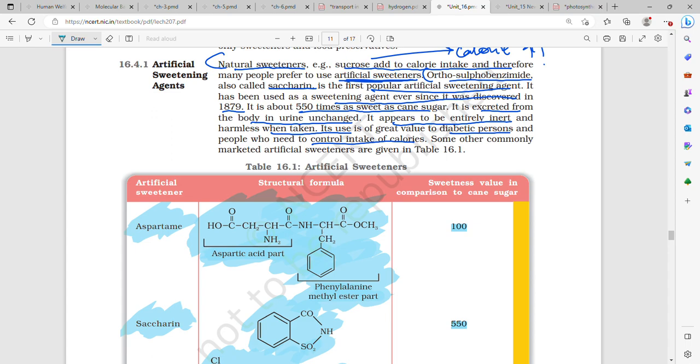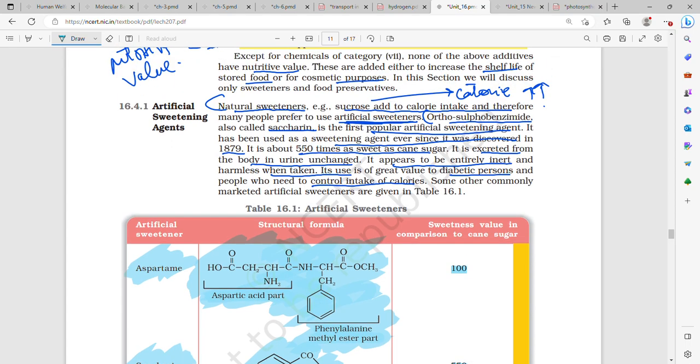So, artificial sweeteners. A natural sweetener is sucrose, but sucrose first of all increases the calorie intake, plus it increases the blood glucose level or blood sugar level, therefore it cannot be ingested by people who are diabetic. Hence many people prefer to use artificial sweeteners.